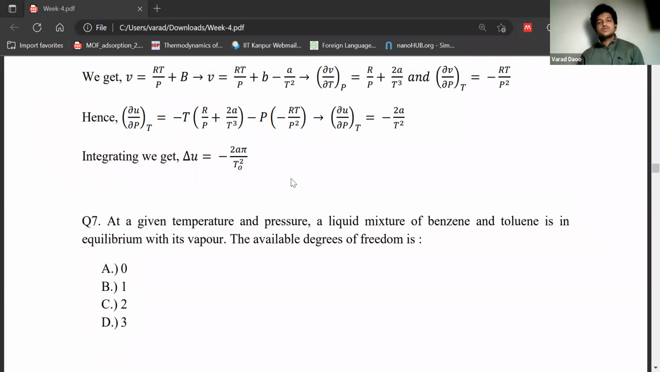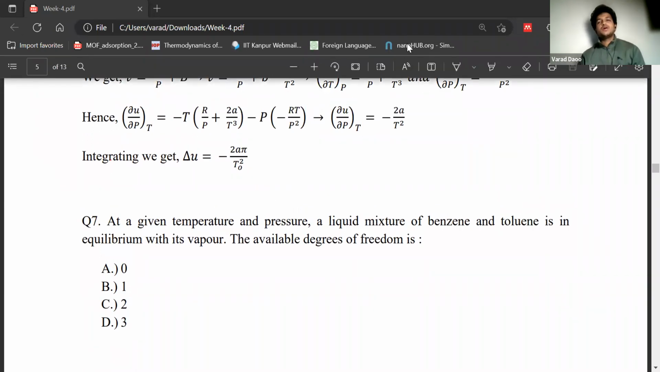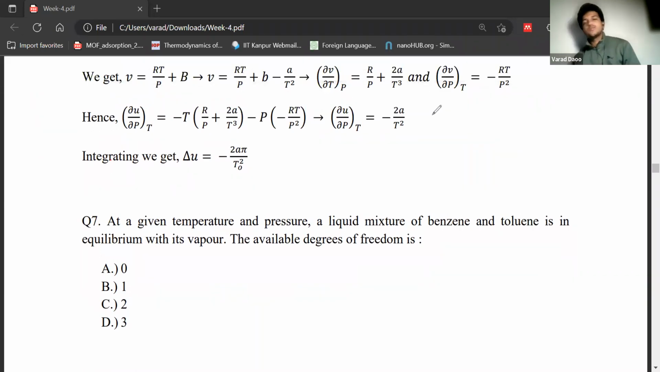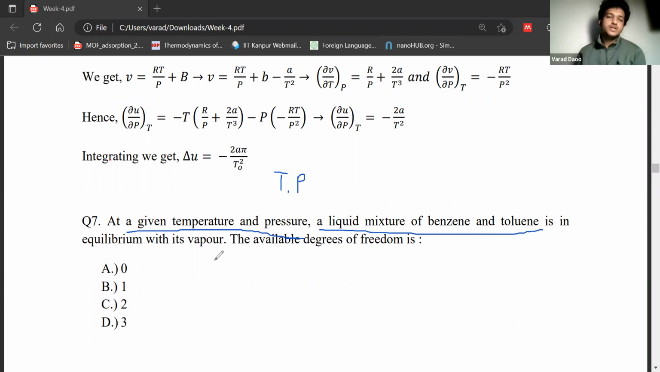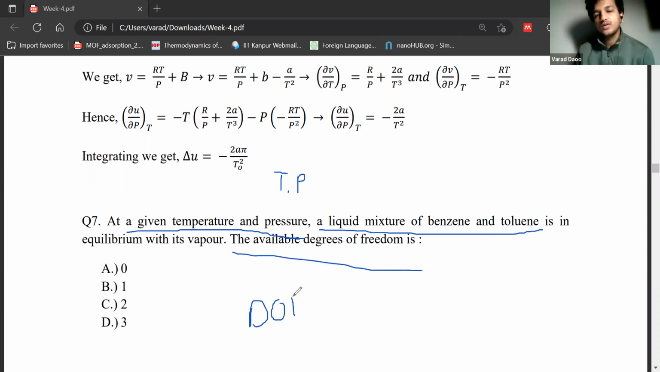This is a very easy question, and we have already solved similar questions in previous classes as well. What we are given is, at a given temperature and pressure, so T and P have been given, a liquid mixture of benzene and toluene is in equilibrium with its vapor. What we need is the degrees of freedom. Degrees of freedom, we know, is C minus P plus 2, where we add 2 for temperature and pressure. Because here the temperature and pressure are already defined, we have to subtract 2 here.